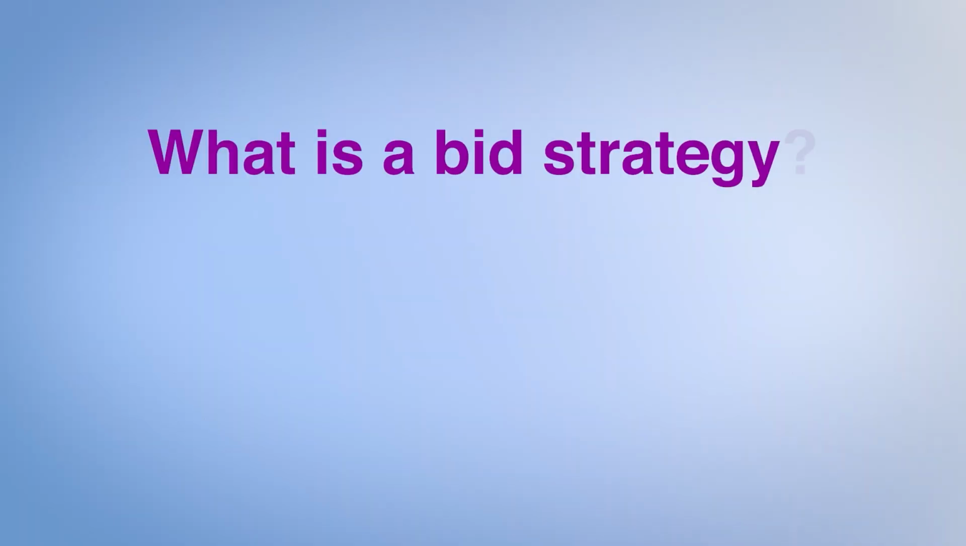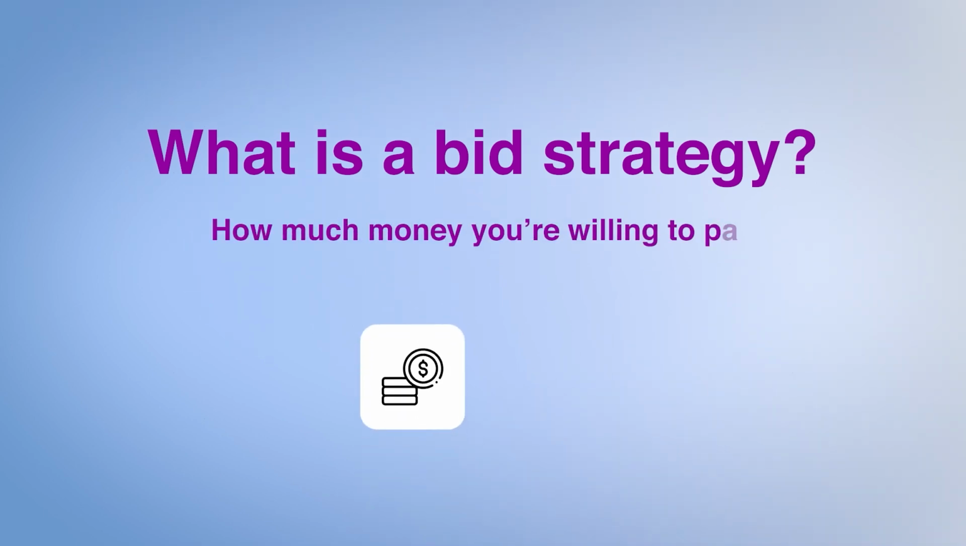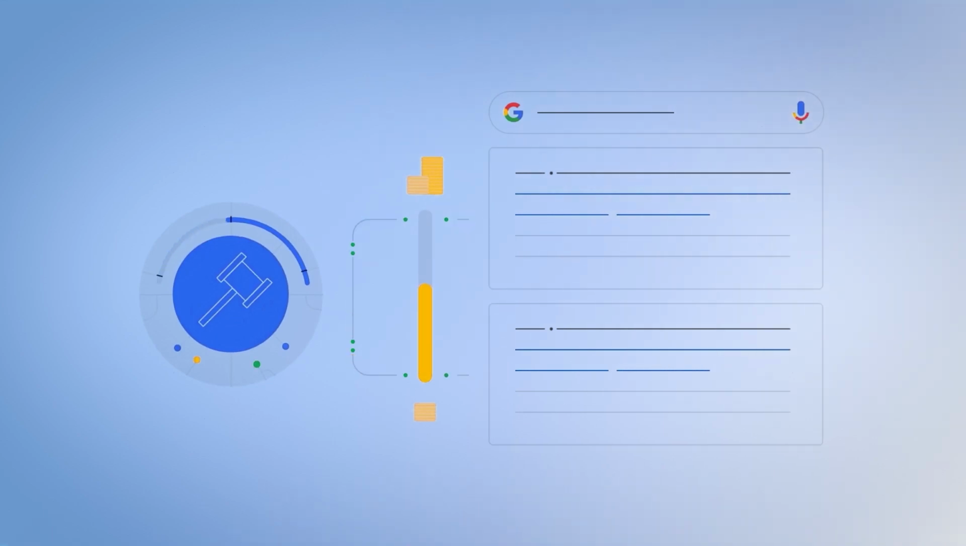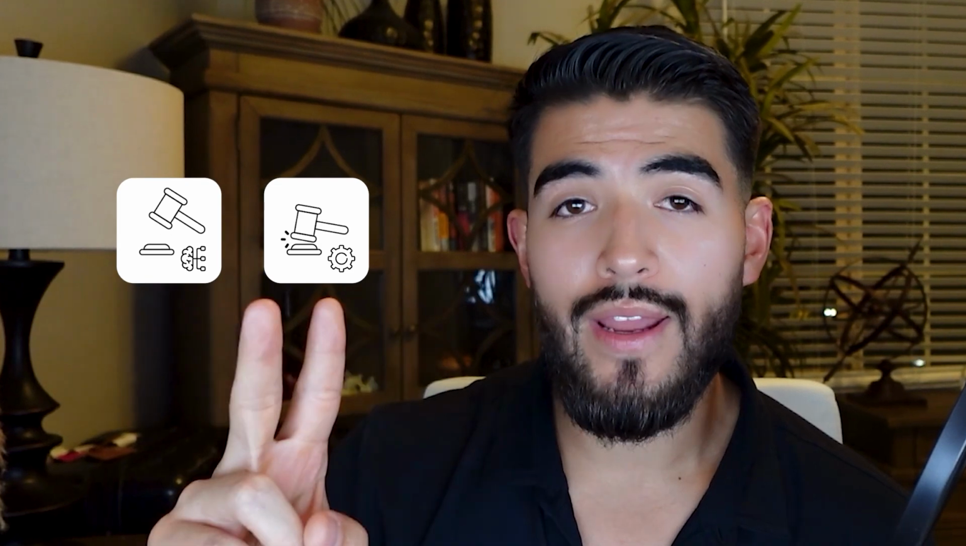Well, a bid strategy is essentially setting a plan for how much money you're willing to pay to get people to click your ads. And then Google uses that to figure out if your ad gets shown and how often compared to other advertisers who are bidding for that same keyword. Also, there are currently 12 bid strategies that exist in Google Ads, and they can really be bucketed into two categories. You have your manual bidding, and then you have your automated or smart bidding.